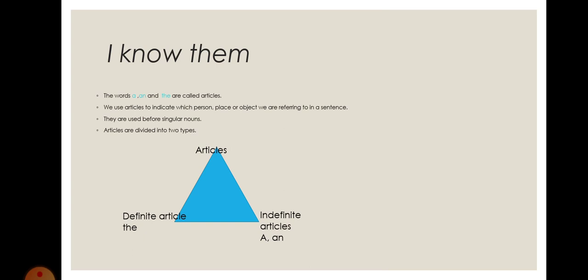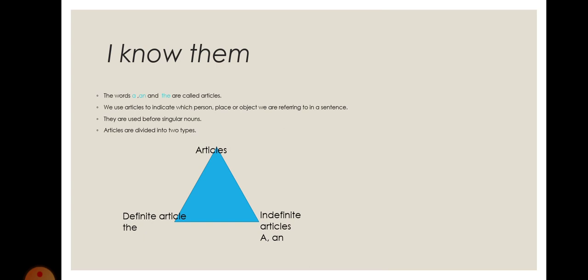I know them. So what does this heading talk to you about? It's all about what you know about articles that you have learned in your previous grades. The words a, an, and the are called articles. We use articles to indicate which person, place, or object we are referring to in a sentence. That is, the use of articles is in order to point out or mention clearly which person, which object, or which thing you are talking about.